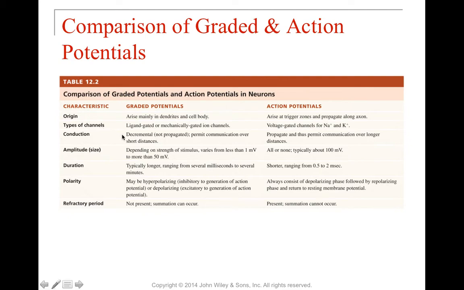Additionally, they differ in their conduction. Graded potentials are decremental. That means that they're not propagated. They only communicate from one cell to the next over short distances. However, action potentials are going to get propagated. That means they go from A to B to C to D to E to F, and that permits communication over a much longer distance.